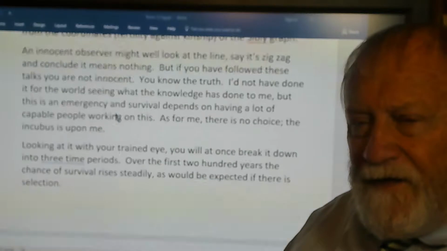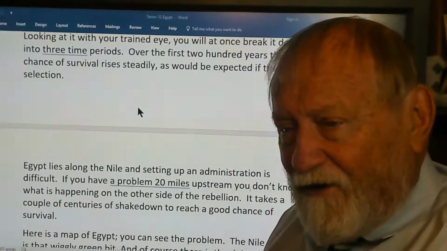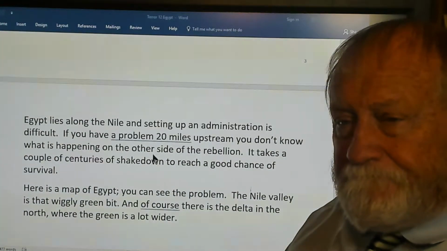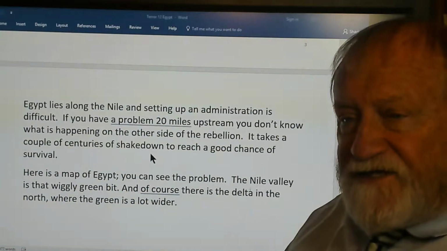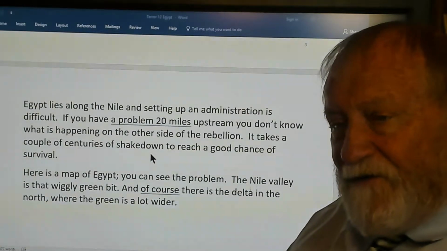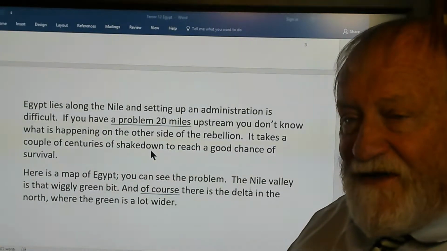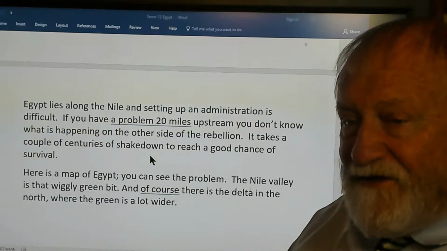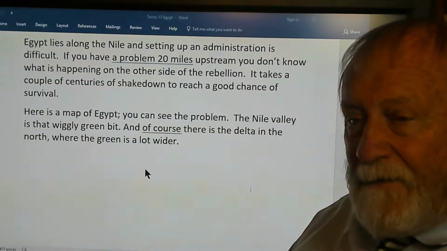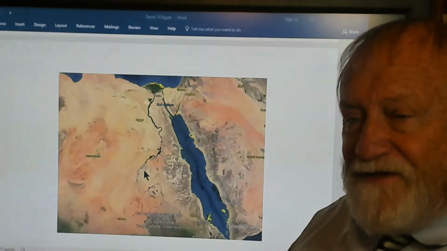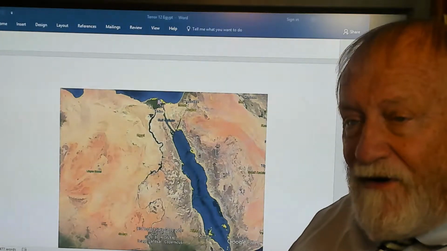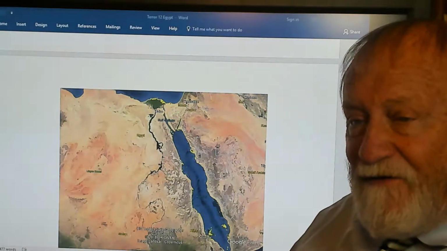Well, here, okay. Egypt lies along the Nile. Oh boy, I bet you didn't know you were going to have to learn geography. Setting up an administration is difficult if you've got a problem 20 miles upstream. You don't know what's happening on the other side of the rebellion. It takes a couple of centuries of shaking down to have a good chance of survival. Okay, here's a map of Egypt. You see the problem. There's the delta, reasonably broad, but here is this narrow Nile Valley.